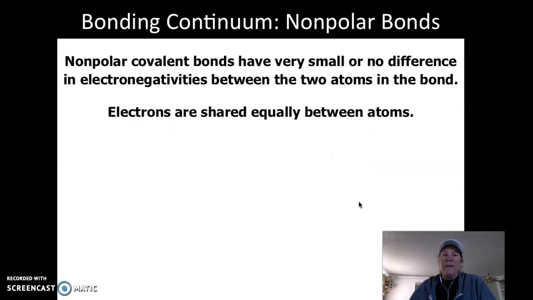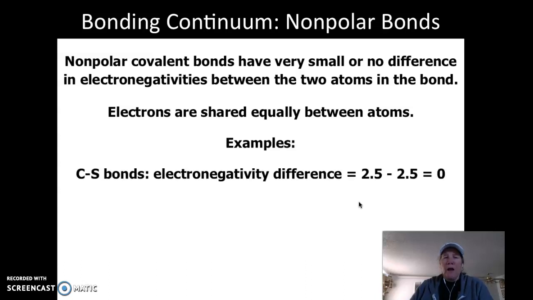Nonpolar covalent bonds have very small differences, and there's no difference between them, especially if it's the same element. If you take hydrogen and hydrogen, obviously it's going to be 0. So if you have two identical atoms, they are definitely going to be nonpolar because they share electrons equally, since they both have the same electronegativity. You don't have to look them up and subtract them, you guys.